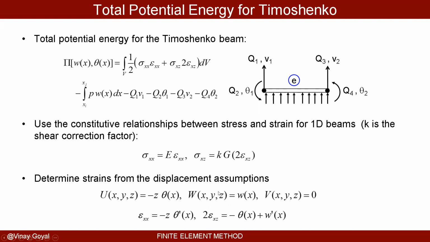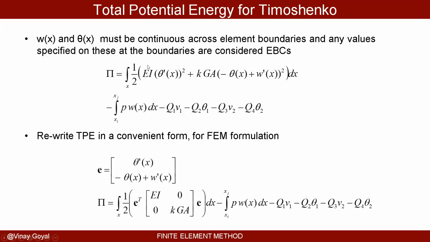We can then determine the strains from these displacement assumptions. We know that these are the deflection assumptions in Timoshenko beam theory. We know these are the strains which I derived earlier. And now what we want to do is plug that into this equation here at the top, or first plug it into the constitutive law and then plug it into the Timoshenko beam. So when I do that, I'll find that the total potential energy is this equation here.